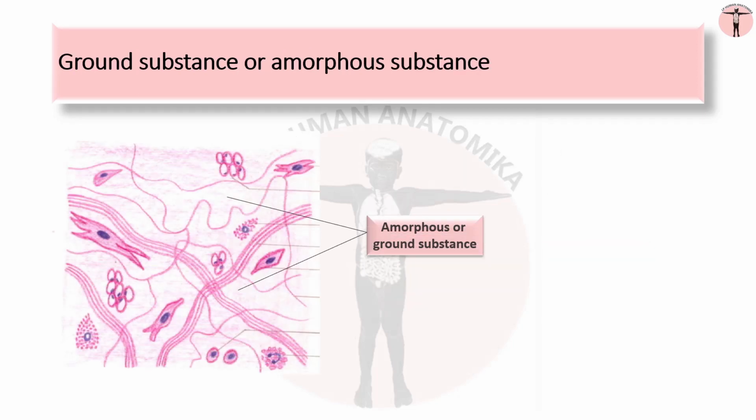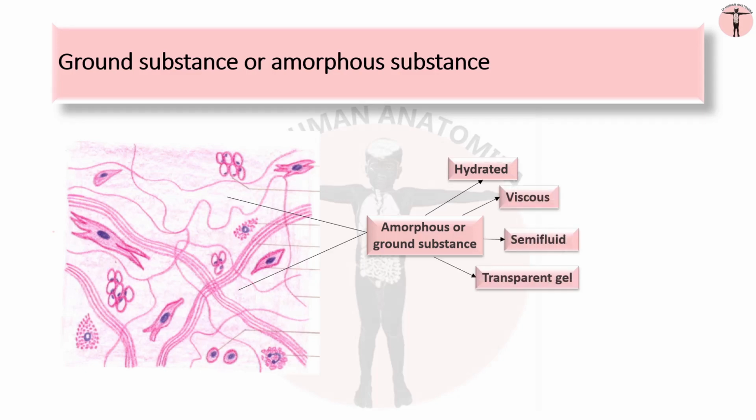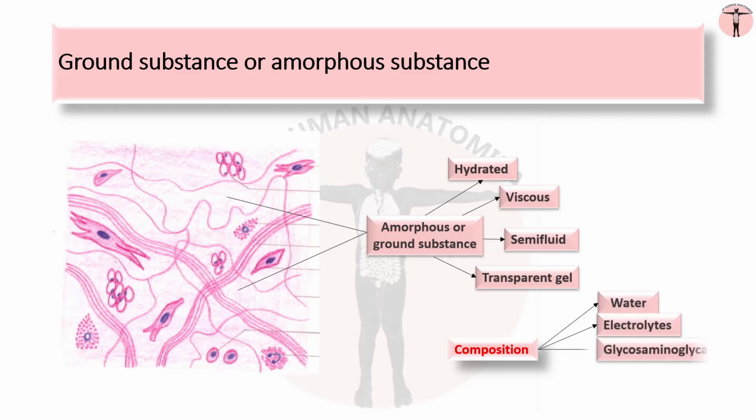Ground substance or amorphous substance is a highly hydrated, viscous, semi-fluid, and transparent gel-like substance. It is composed of a complex mixture of macromolecules like water, electrolytes, glycosaminoglycans, proteoglycans, and multi-adhesive glycoproteins. It fills the space between the cells and fibers.